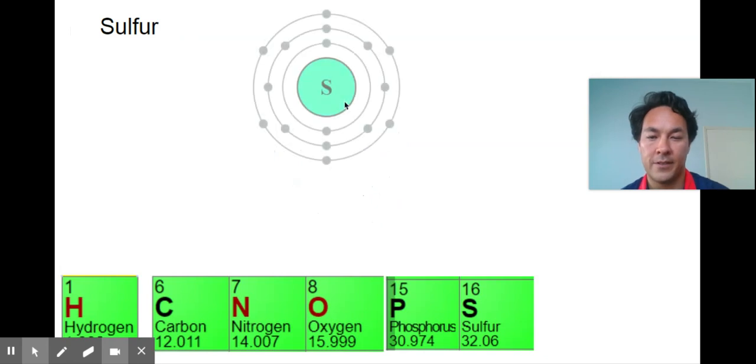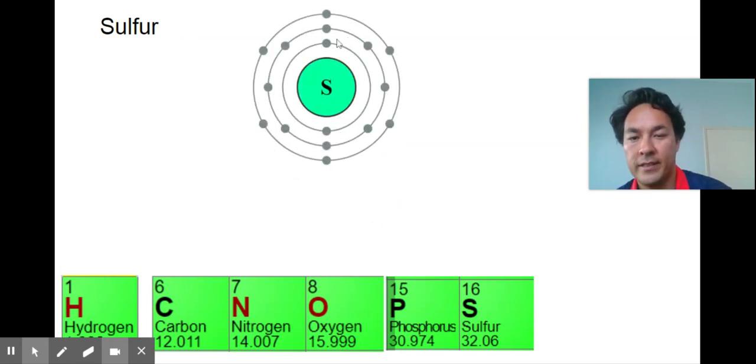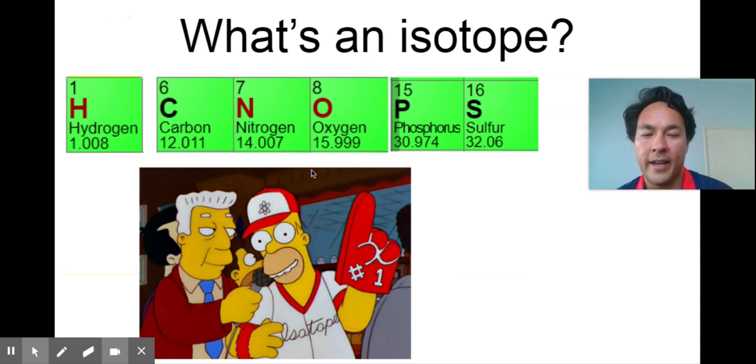And then let's look at sulfur. It's just got 1 more than phosphorus. So it's got 2 on the inside, 8, so that's 10, and then 6 on the outside. Okay, those are Bohr models, and they're going to be good models for showing us how atoms bond and how they react together, which is interesting for us in biology.